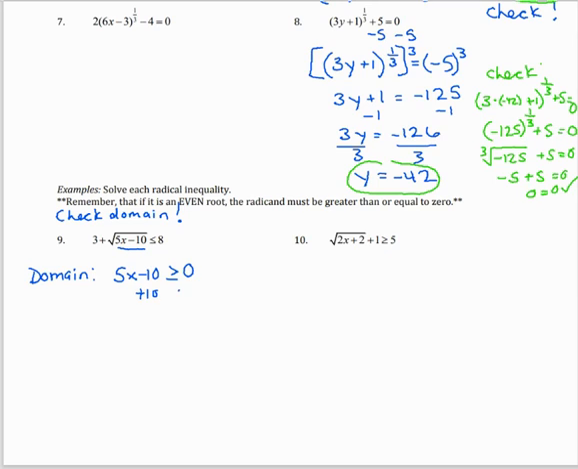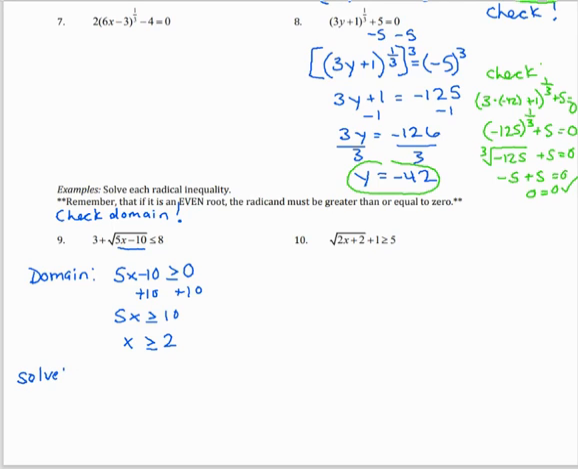So I'll solve that. I'll add 10. 5x is greater than or equal to 10. Divide by 5, x is greater than or equal to 2. So I know that no matter what, my numbers that I get have to be greater than or equal to 2. Now I actually go do the solving part.